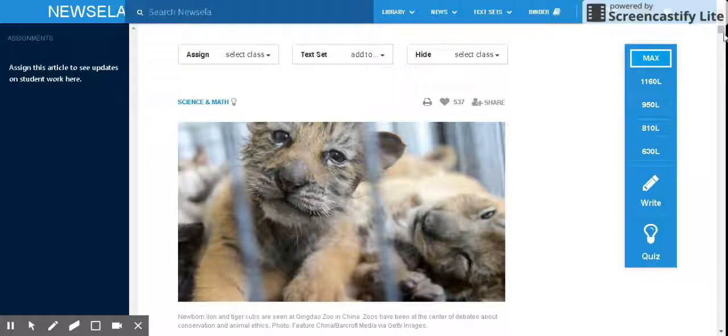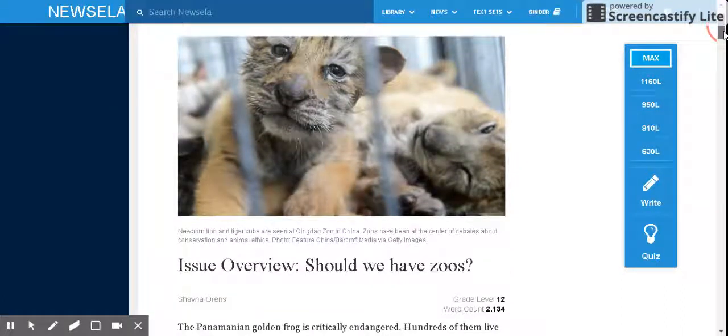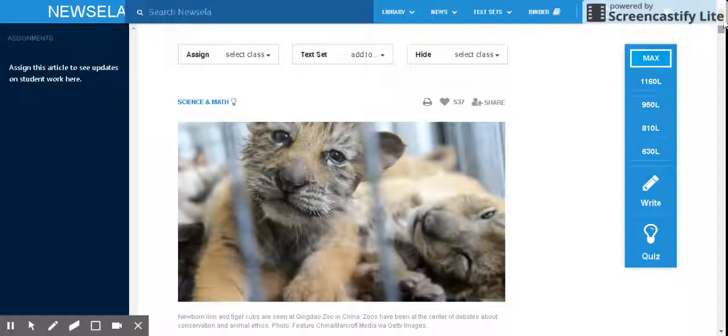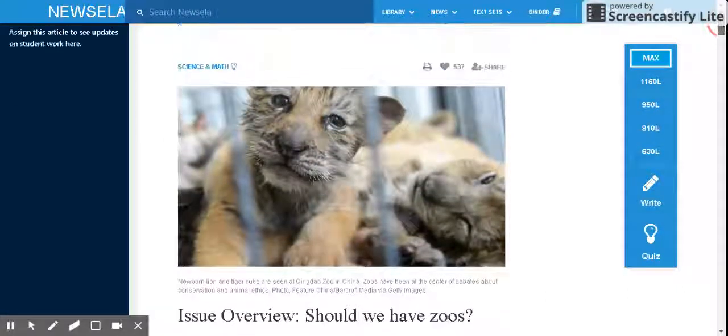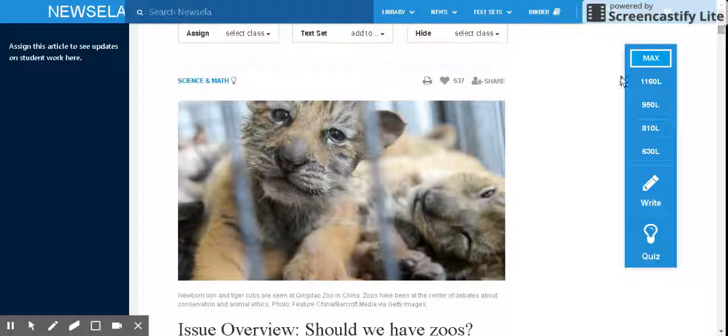So the first thing I want to talk about is I just opened up an article here. This one happens to be an article about an issue about should we have zoos or not. And there's a variety of articles, which we'll get into in a little bit, of where to find different articles, but I just want to pull one up here first to kind of show you the idea of what Newsela is all about. So if you look over here on the blue bar on the right side, there's 5 different levels, Lexile levels, of how this article is written.